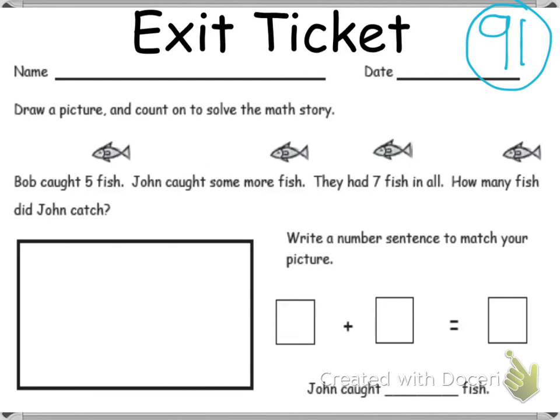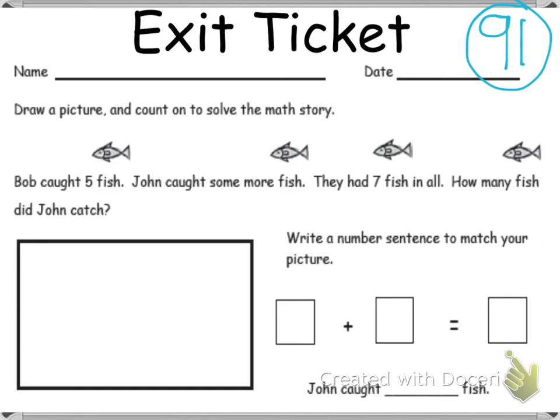So it says, Bob caught 5 fish. John caught some more fish. They had 7 fish in all. How many fish did John catch? I'm going to read it again. Bob caught 5 fish. John caught some more fish. They had 7 fish in all. How many fish did John catch?